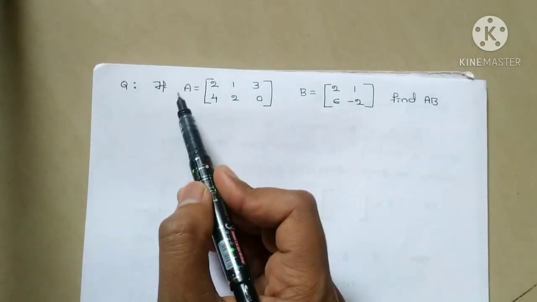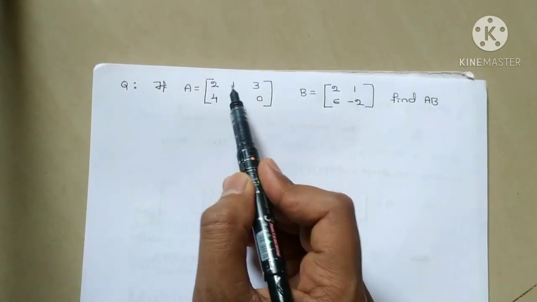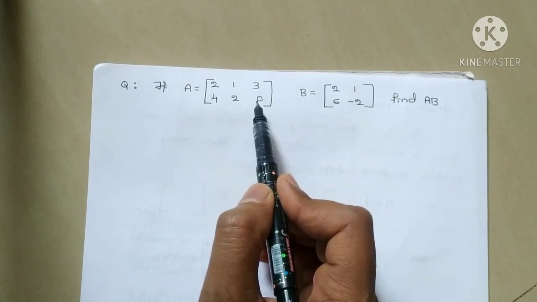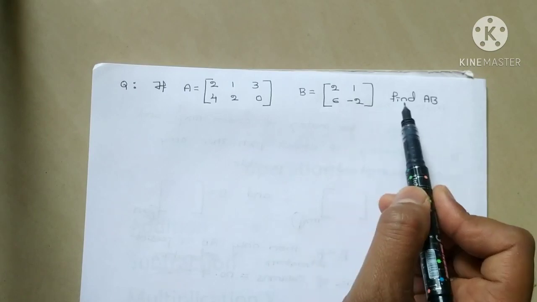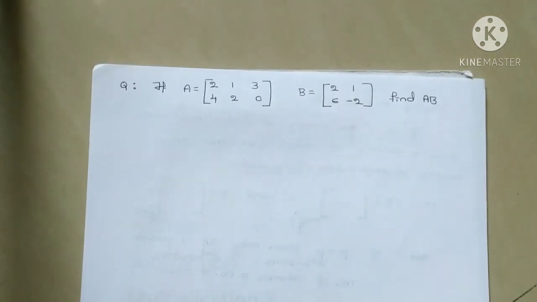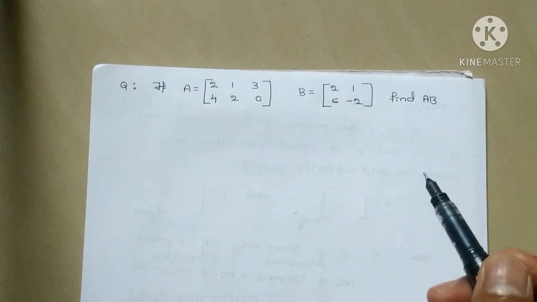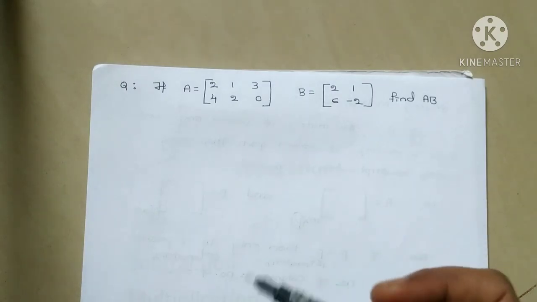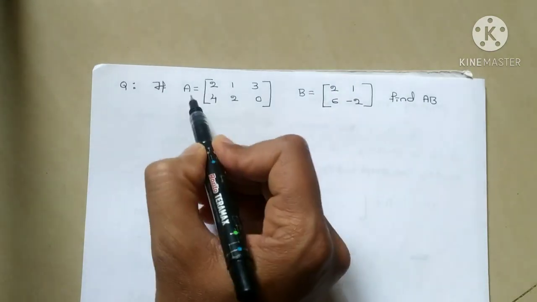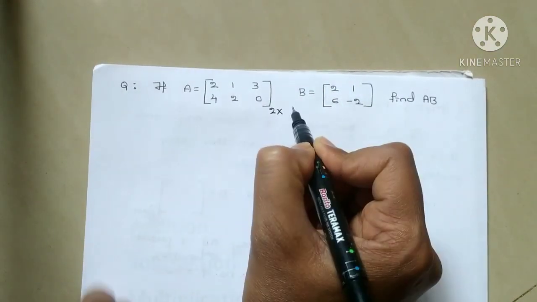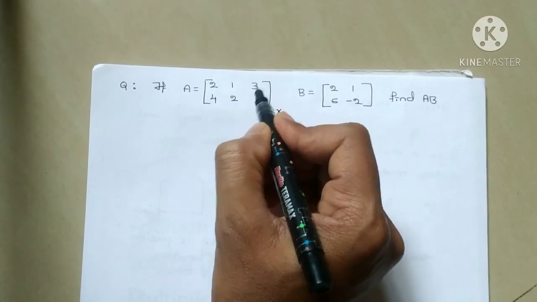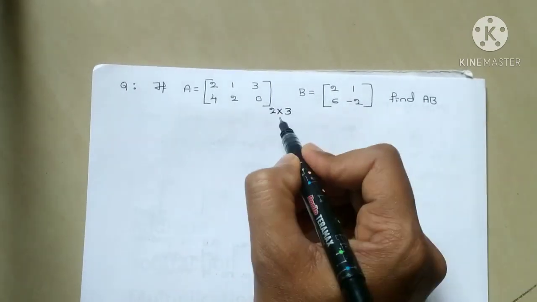Next example. If A is equal to first row 2, 1, 3, second row 4, 2, 0, and B is equal to first row 2, 1, second row 6, minus 2, find AB. So here you have to go with the rule. So what is the rule? First, see the order. First matrix, how many rows? 2 rows. And how many columns here? 3 columns. This is the order.